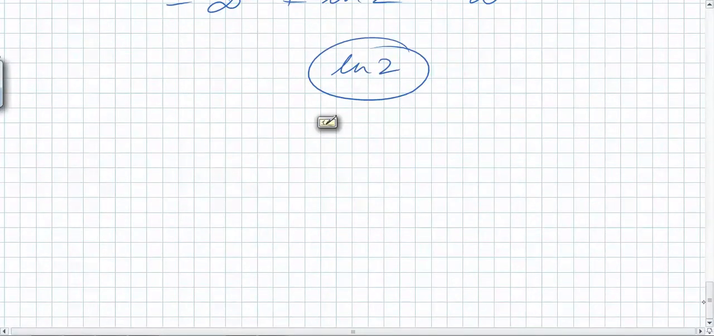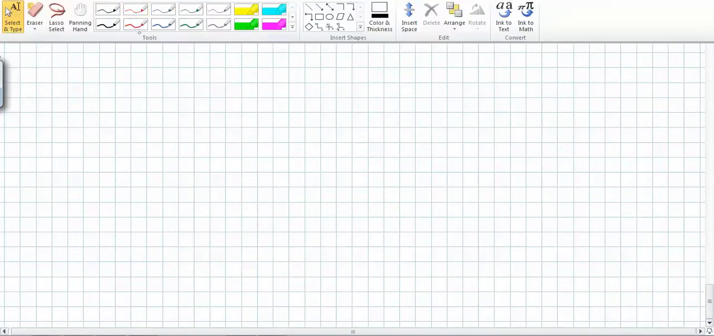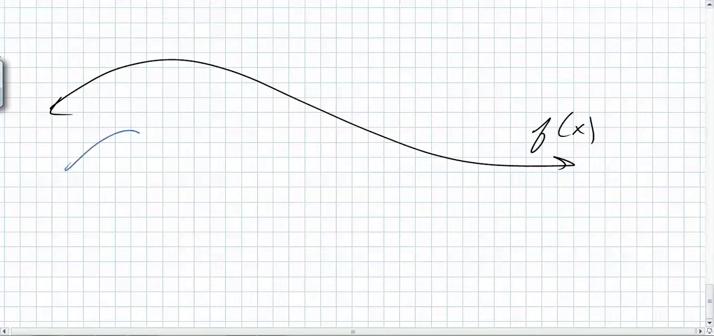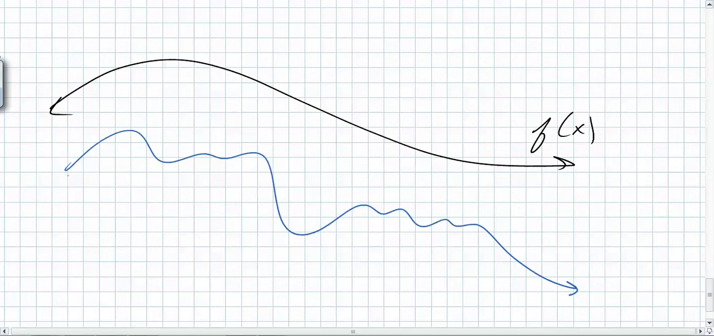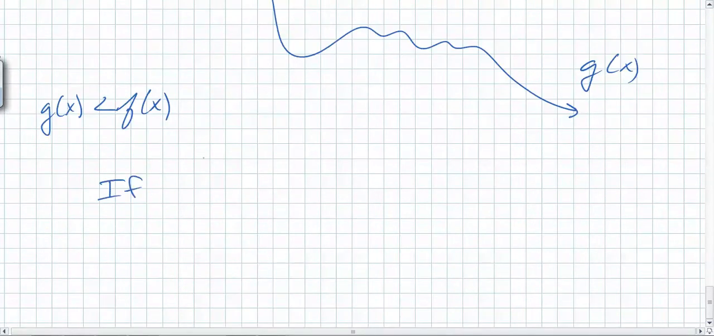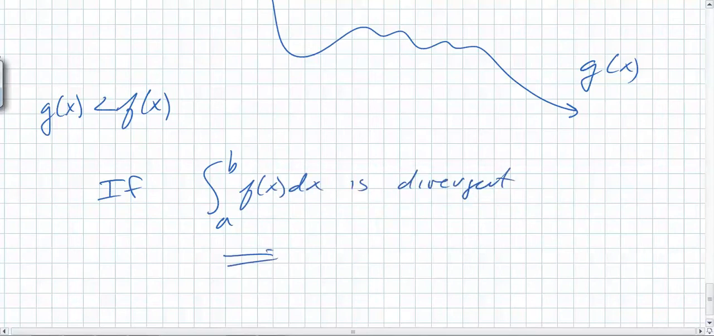The last one is this. This is the last topic here. It's what I've already mentioned. If that's f of x, and this right here is g of x, and we say that g of x is always less than f of x, if the integral from a to b of f of x dx is divergent, what do you know? The integral from a to b of g of x dx is divergent.